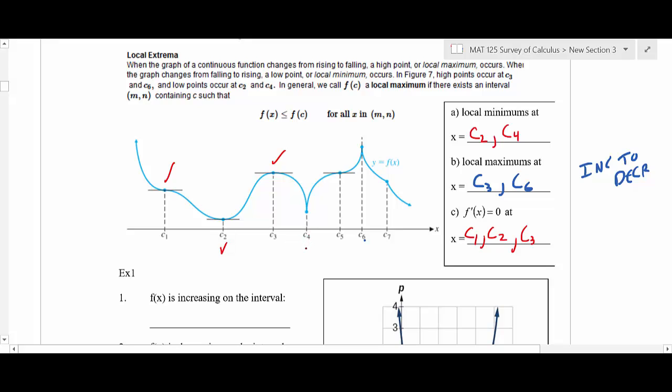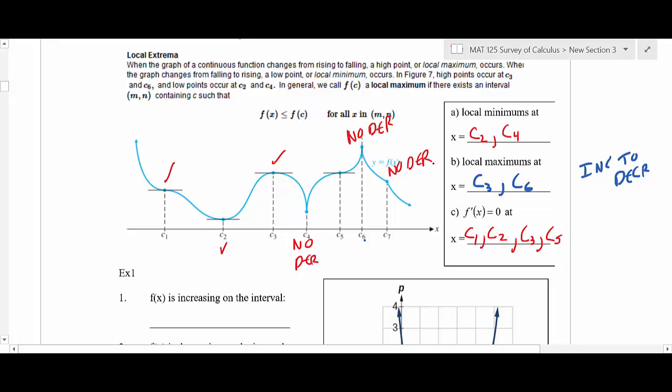We talked about that. Sharp point, what does that tell you? It's not differentiable, so there's no derivative there. Next place would be C5. How about C6? Sharp point? No derivative. We've talked about that. C7, anything happening there? It's a sharp point, so no derivative. So those would be the places on that.